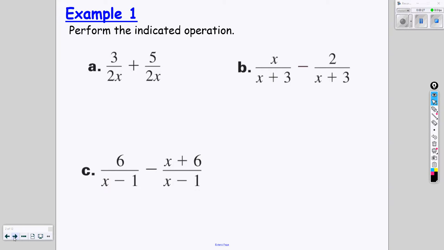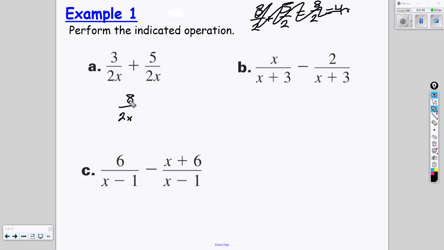To perform the indicated operation, remember to add or subtract fractions, we need to have a like denominator. So the denominators need to be the same for us to combine these. It's the same as if we had 3 halves plus 5 halves. We could add those because the denominators are the same, and we'd get 8 halves or 4. If the denominators are not the same, we cannot do that. So in part A, we have 3 over 2x plus 5 over 2x, so that would be 8 over 2x.